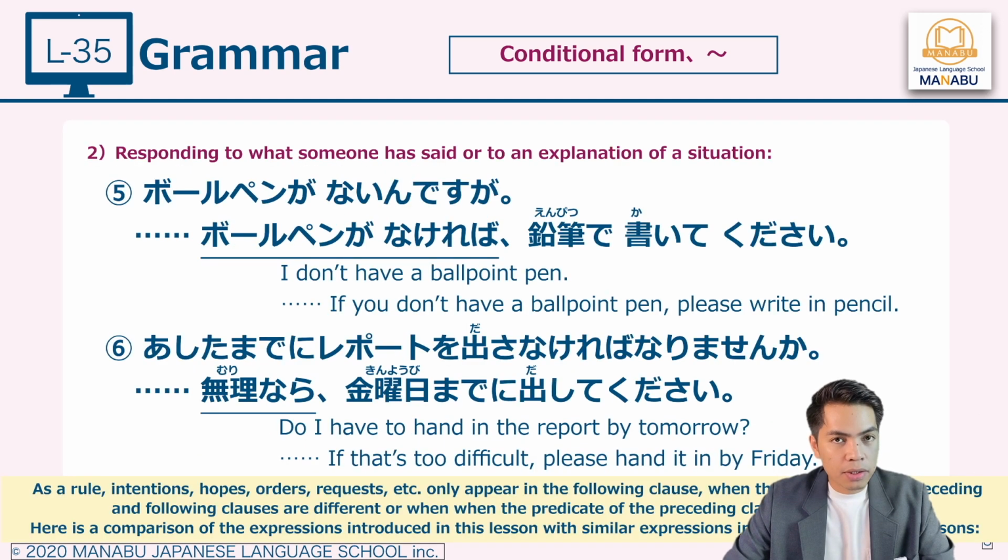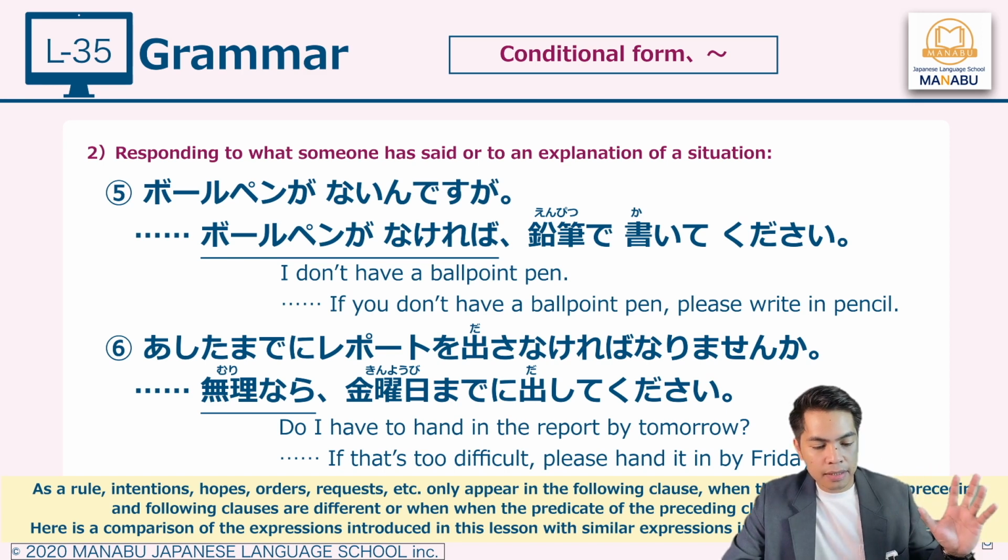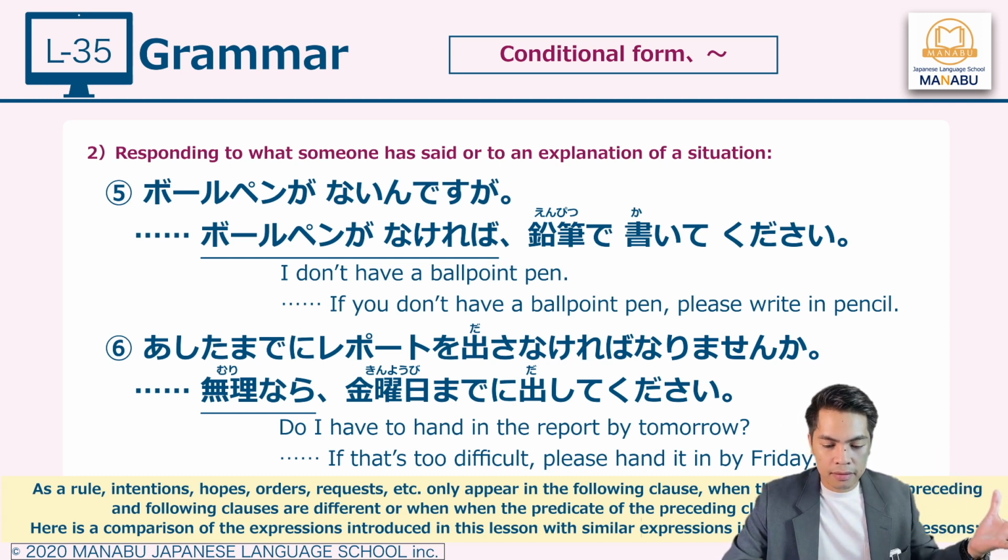Number 2, conditional form can be used when responding to what someone has said or to an explanation of a situation. So example number 5, boropen ga nai desu ga, I don't have a ballpoint pen. Then someone said, boropen ga nakereba. Okay, if you don't have a ballpoint pen, you can use a pencil. Enpitsu de kaite kudasai. Please write in pencil. So once again, he said, boropen ga nakereba. If that's the case, if you don't have a ball pen, then you can use or please use pencil.